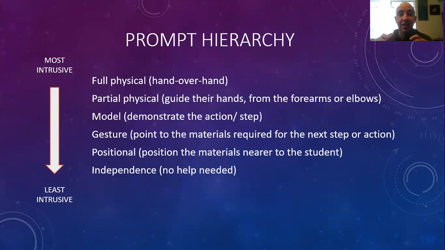Partial physical is you're guiding their hands from the forearms or elbows. So you're moving from the hand on top of theirs to the arm. I actually have examples of these in a second, but let's talk about these real quick and then we'll do the examples. A model prompt is you demonstrate the action or the step. That works really well for some tasks. I always use toothbrushing as the best example because you can stand next to them and show them where to brush, how to brush.